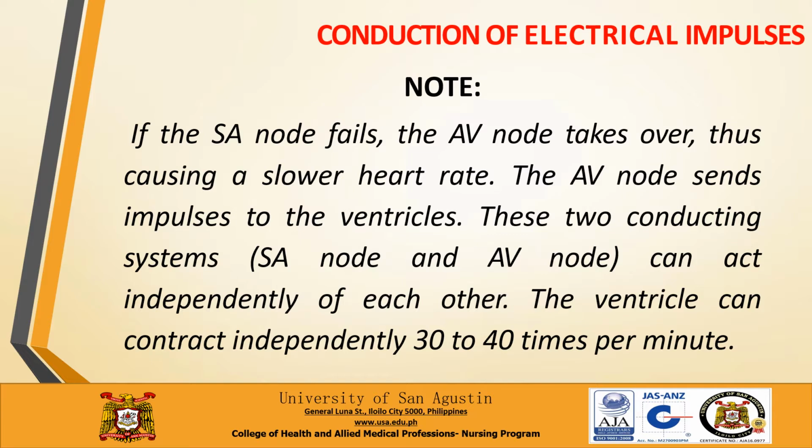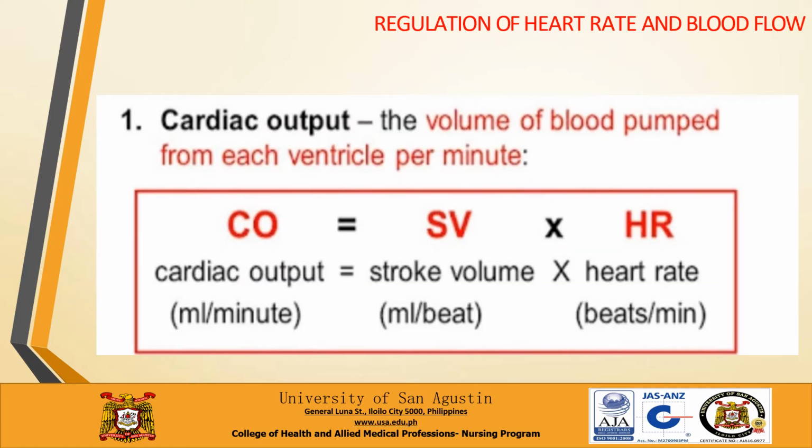So usually, if the SA node fails, the AV node is going to help the SA node, so it can compensate. That's why your SA node and AV node work hand in hand. That's why they are called your primary and secondary pacemakers of the heart.